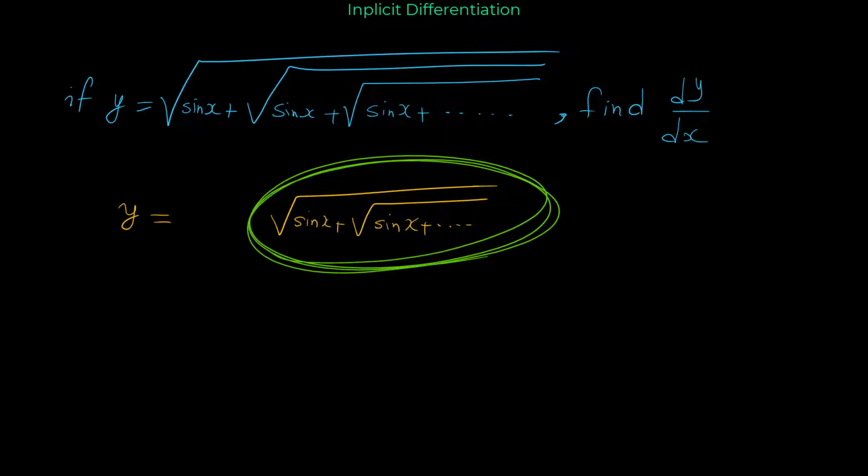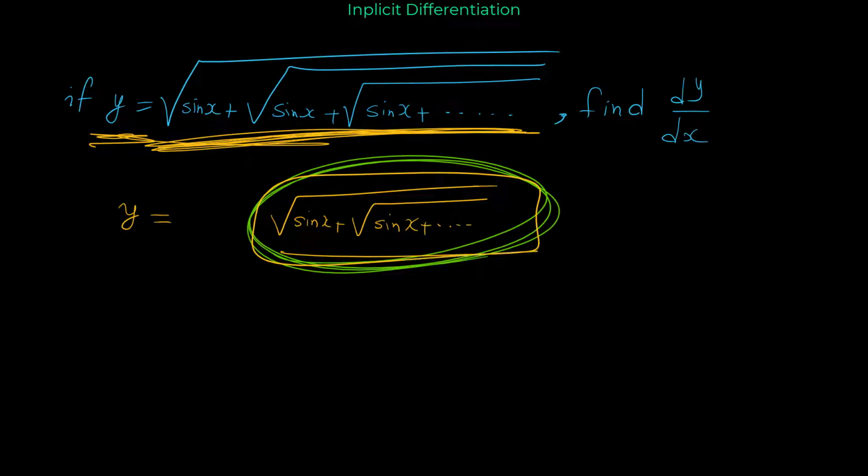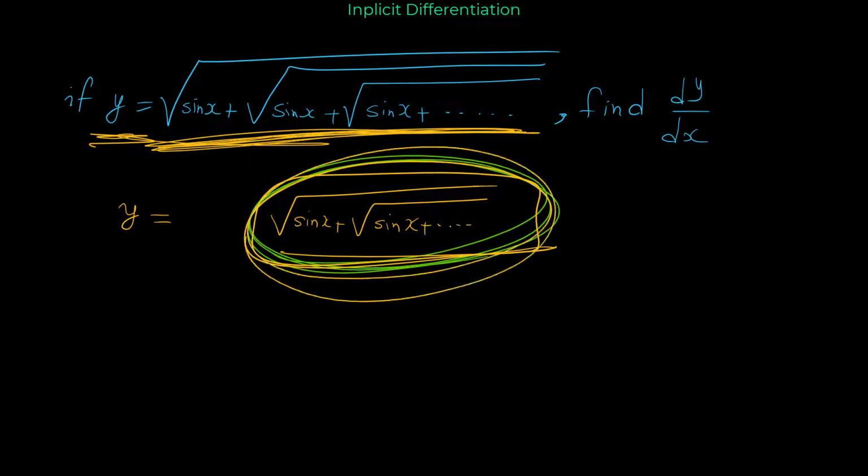Remember, when we have the square root of sine of x plus the square root of sine of x plus the square root of sine of x, it is y. And exactly we have the same thing here. So this is y basically.